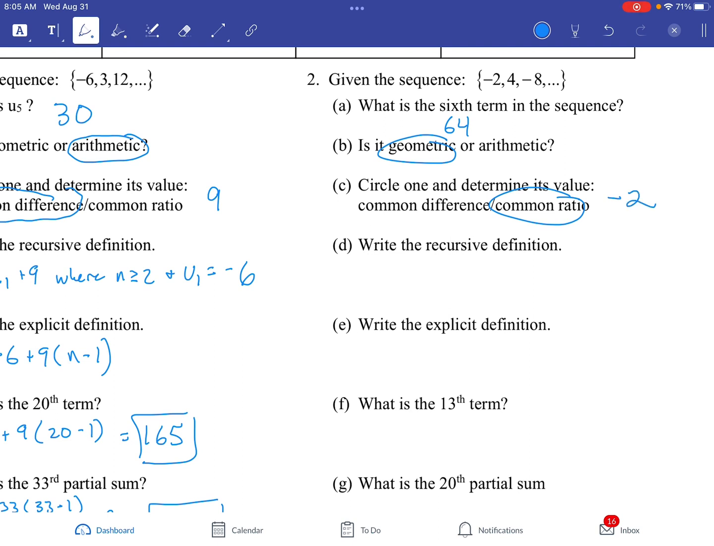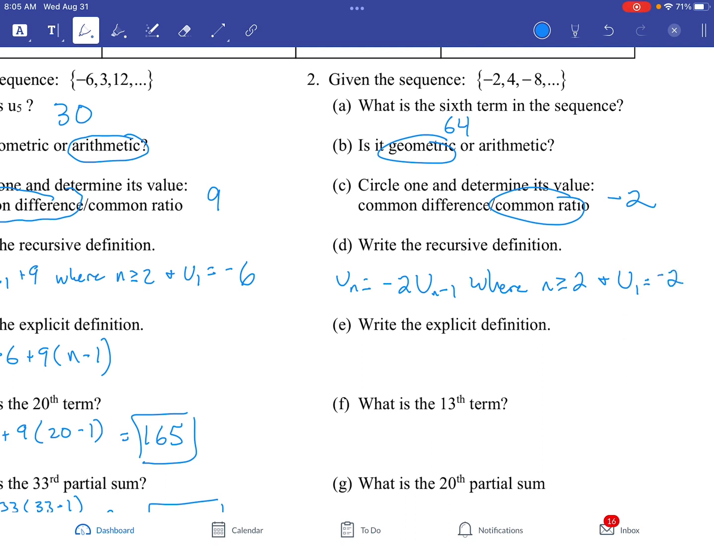Recursive definition, u sub n is equal to u sub n minus 1. Oops, let's change that up. We're multiplying by -2, so we're going to put it in front. And we have our statement, where n is greater than or equal to 2, u sub 1 is equal to -2.